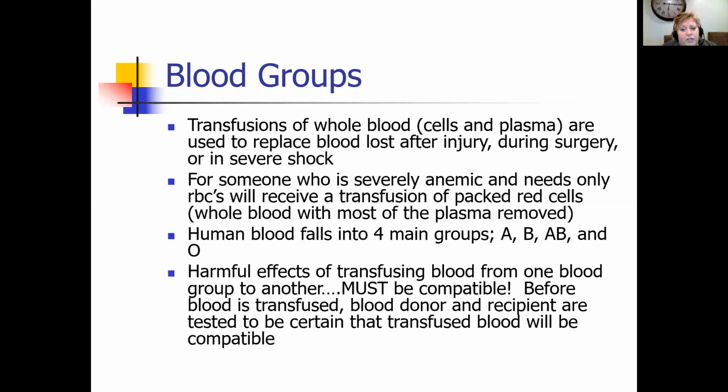Harmful effects of transfusing blood from one group to another. It has to be compatible. And we'll talk about compatibility, and I have a website to send you to look at this as well. Before blood is transfused, the donor and the recipient are tested to be certain that the transfused blood will be compatible. And then before it's actually transfused into the patient, there are at least, if not more, 3 different people that have to check to make sure compatibility is obtained.